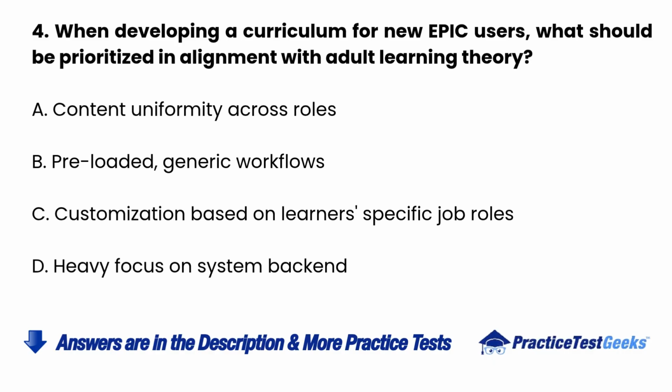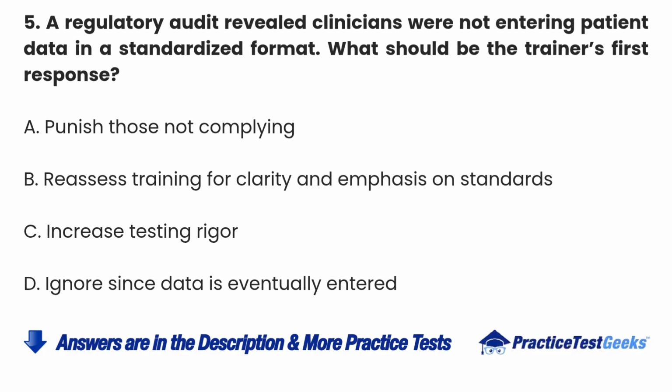4. When developing a curriculum for new Epic users, what should be prioritized in alignment with adult learning theory? A. Content uniformity across roles. B. Preloaded, generic workflows. C. Customization based on learner-specific job roles. D. Heavy focus on system backend.